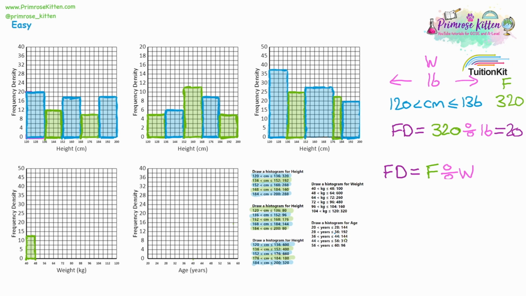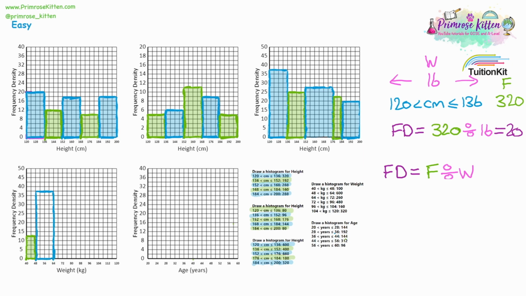Now the next bar represents 600 people. That's a lot more. And the width is in between 48 and 64, and that is a width of 16. So we're going to divide by 16. 600 divided by 16 is 37.5. So now we've found 37.5. We've found a starting point, 48. We found the end point, 64. We can draw the bar.